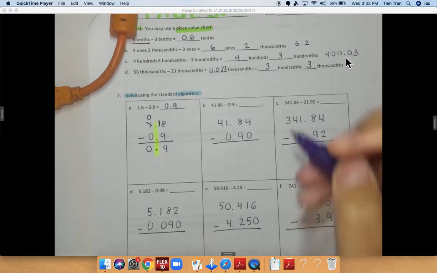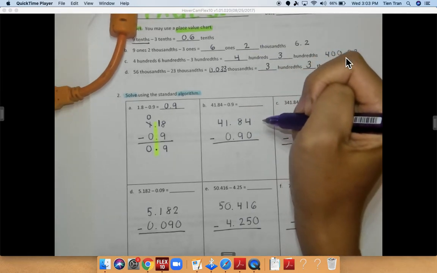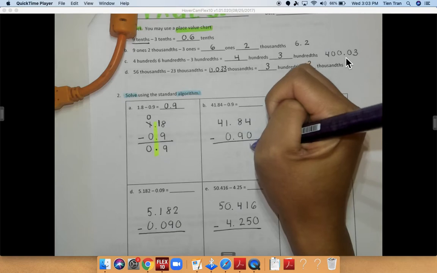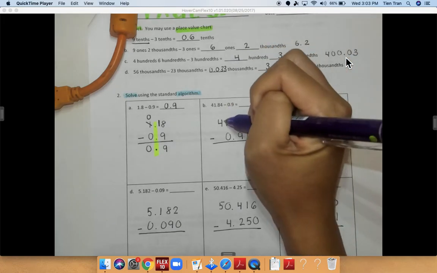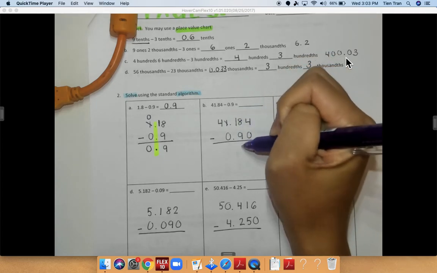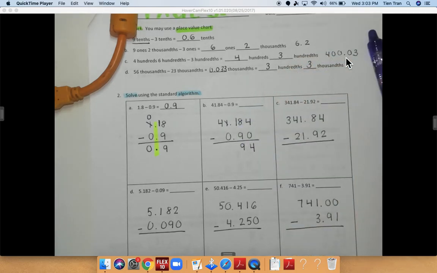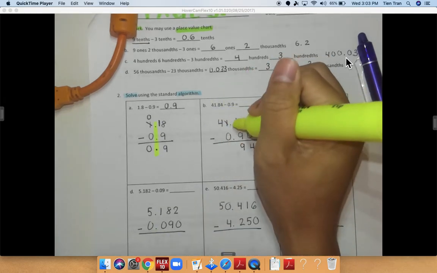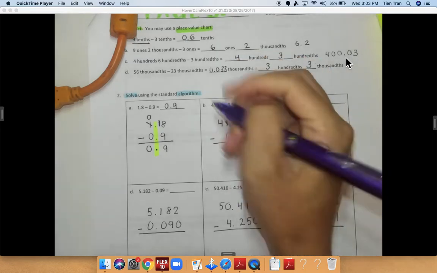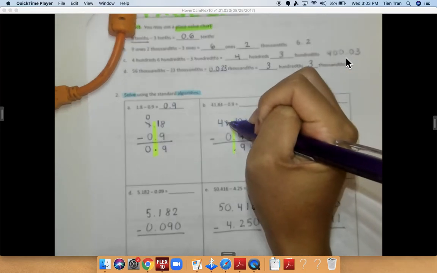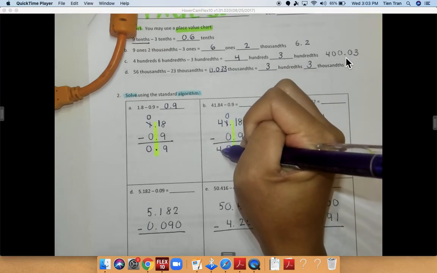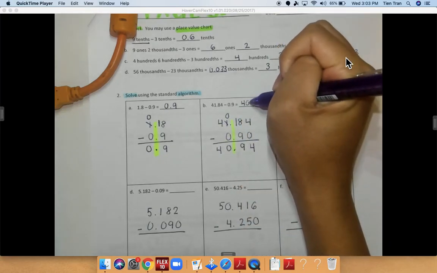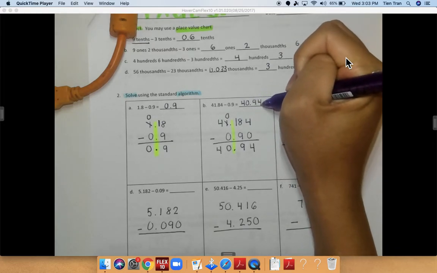Okay, now the next problem I have, it says right here, I'm going to subtract 4 minus 0 is equal to 4. 8 minus 9 is not possible, so I need to make sure I borrow. 18 minus 9 is equal to 9. Bring down your decimal. Don't ever forget to bring down your decimal when you see that. Okay, brought down my decimal. 0 minus 0 is equal to 0, and bring down my 4. So my answer is 40.94.